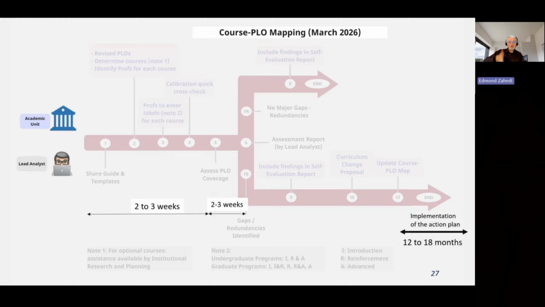Okay, so once the PLOs are done, it's a whole process, right? At the end of the process there is consultation with professors. So after the PLOs have been finalized, I will send you an email and tell your academic unit, okay, we are set to go. We can start with the course PLO mapping now. Okay.